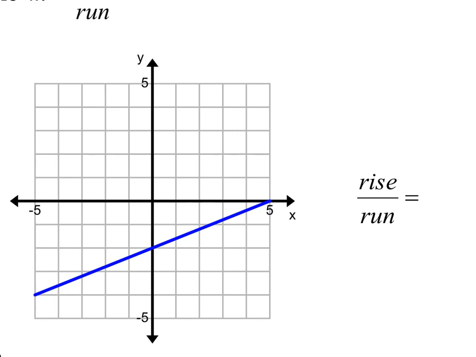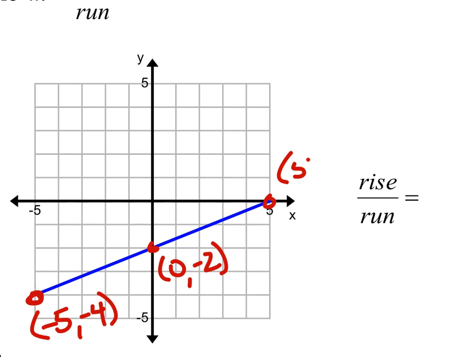Okay, so we got a few points again. We got this one, which is at negative 5, negative 4. Then we got this point at 0, negative 2. We should do it with the 0, negative 2. And then we got 5, 0, right? Well, you guys want to use these two closest to each other then. That's good. We can use these two.